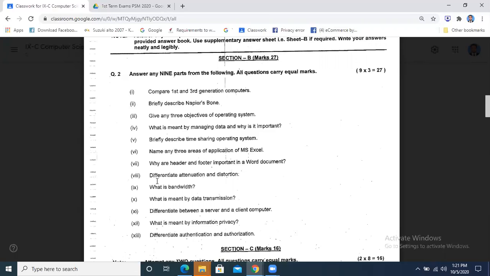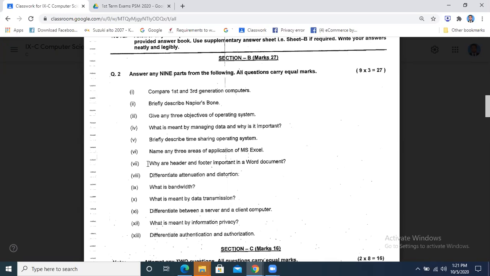For example, if I say write 3 differences between impact and non-impact printers, what are you going to say? Impact printers are noisy, non-impact printers are silent. Impact printers are available at a lower price, non-impact printers are at a higher price. Impact printers print in one color, non-impact printers can print in multiple colors or give a color printout. Impact printers are slow, and non-impact printers are fast.